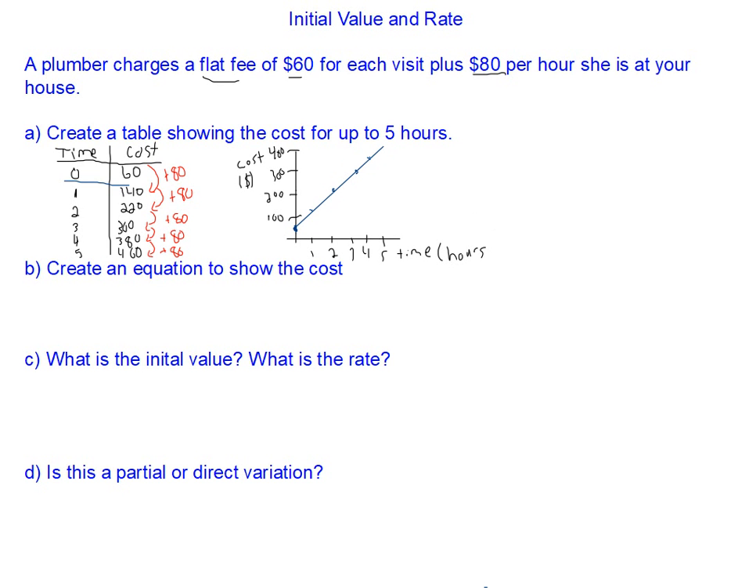A couple things to note here about the graph. The first one here is that the initial value, we've talked about this before, but I know it's been a little while. The initial value is this point right here on the graph on the y-axis, so we call that the initial value.